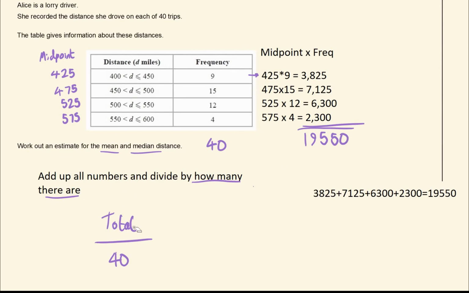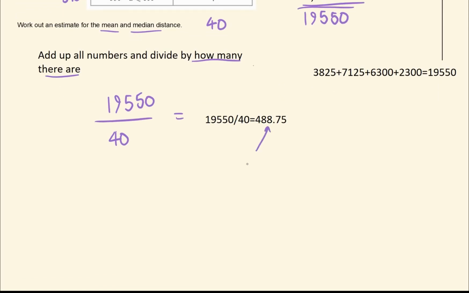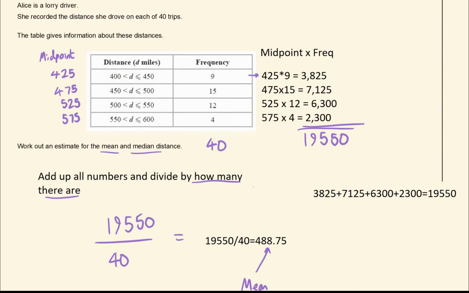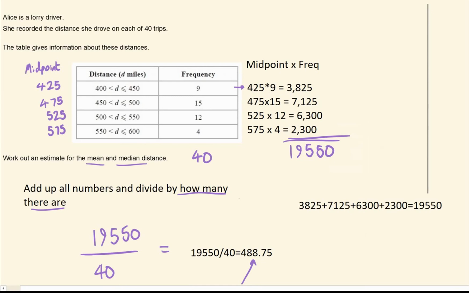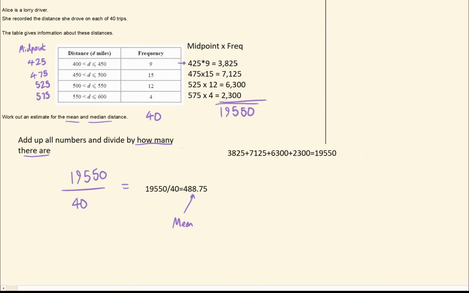We then work out the mean, which is quite easy now. The total is this number here, and she took 40 trips. And then just go to your calculator, type that in, and that'll work it out for you. So the estimate for the mean is this number here. And again, it's only an estimate because we took these midpoints. We don't have the exact values, that's why it's an estimate. It doesn't mean estimate any of the values, it just means you have to take the midpoints, so it's not an exact answer. Okay, that's the mean.